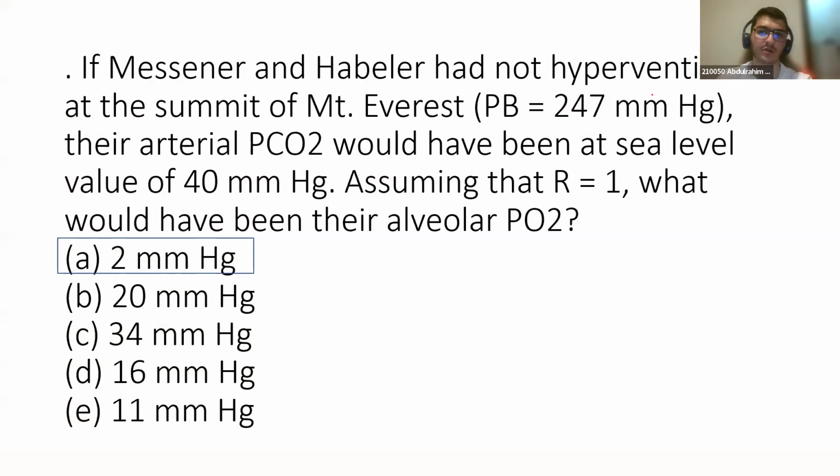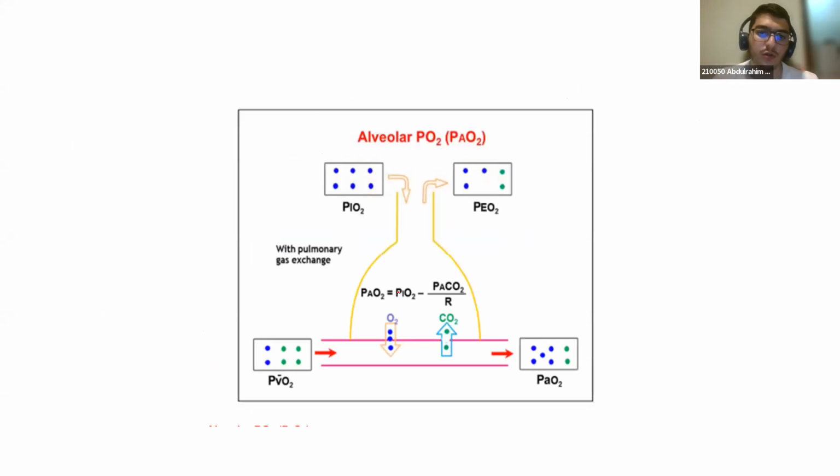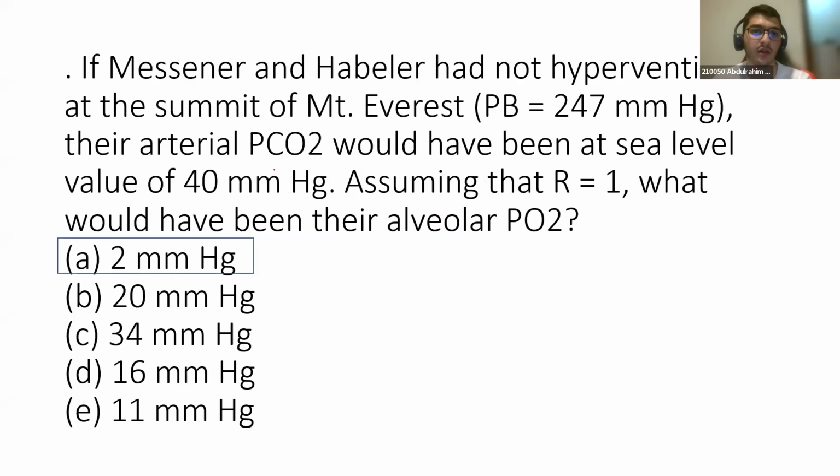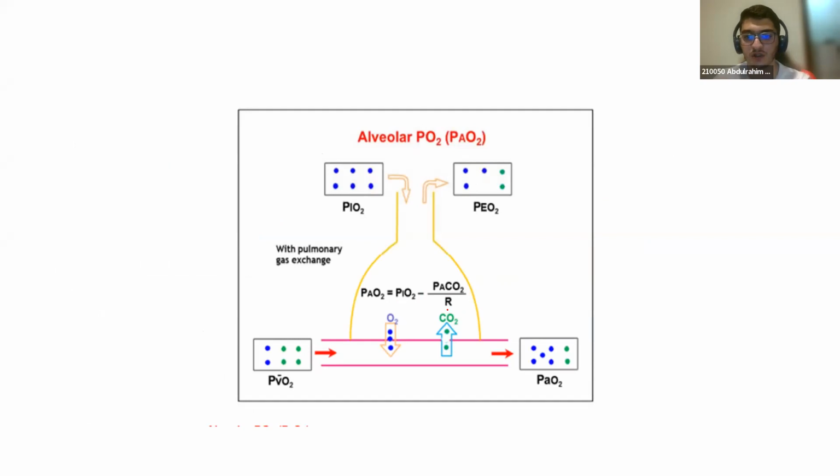Oh, this is okay. This is a mistake. If Messner and Habeler had not hyperventilated, their alveolar PCO2 would have been at sea level at 40 millimeter mercury, assuming that R is 1. What would have been their alveolar PO2? So here in the previous question, you found it as 42. So here what they did is 42 minus 40. PiO2, we found it as 42 here. And here they considered R as 1, and they considered the pressure of carbon dioxide as 40. So 42 minus 40 is 2. So is this question clear, or do you want me to repeat it? Or do you want me to solve it by hand?